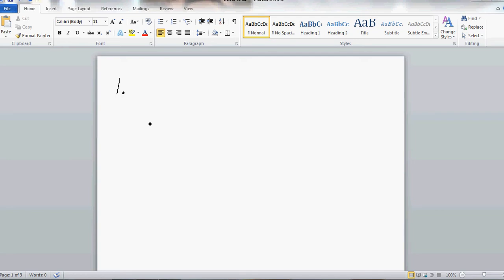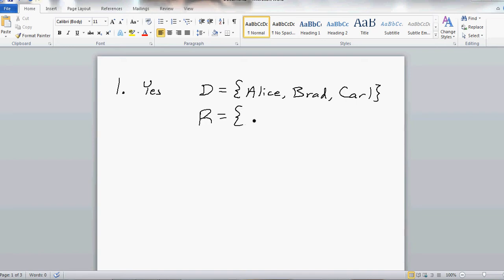Now, just because Brad and Carl both go to dog, that's not a problem, because every time we see Alice, it goes to cat, it never goes to dog. Brad always goes to dog, never goes to cat, and Carl goes to dog, never goes to cat. And so, yes, number 1 is a function. Then the domain just simply becomes what are the inputs, and so that would be Alice, Brad, and Carl. We show that with capital D. And the range, capital R, would be the outputs, and that would be a cat and a dog. And there is the answer to number 1.